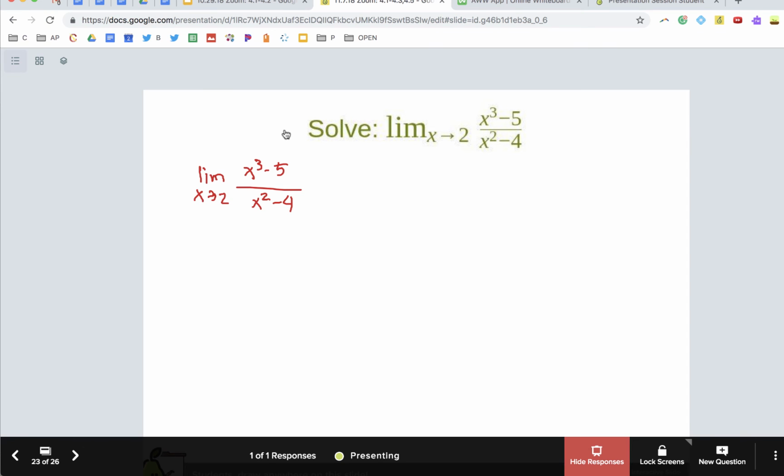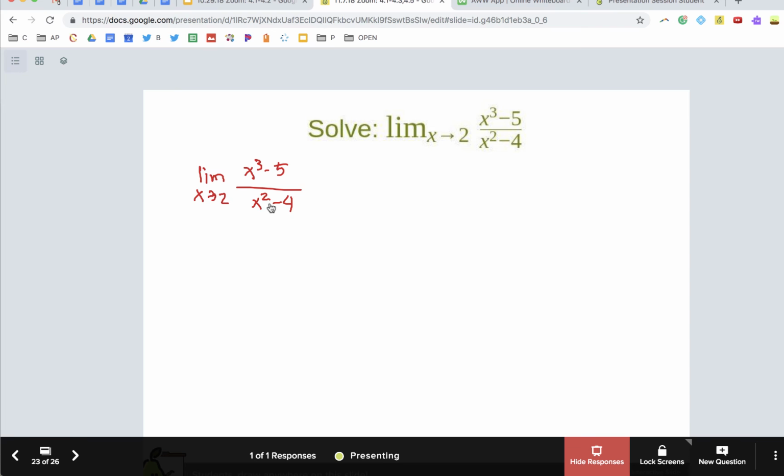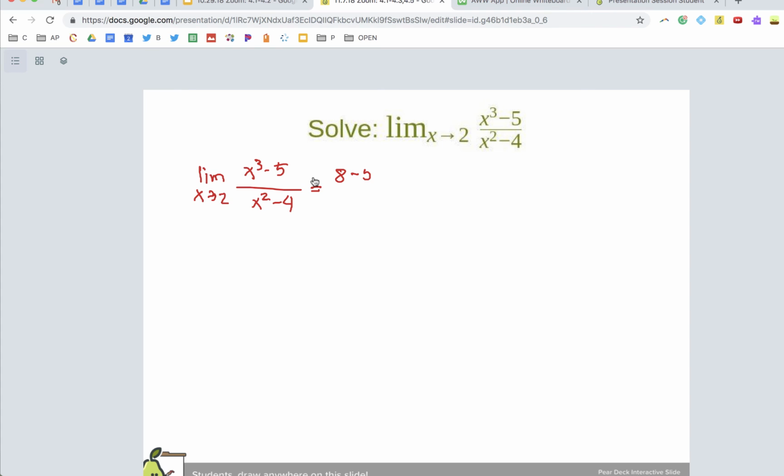Let's try this one. So this problem we really can't simplify. So this other problem we probably should have tried simplifying first because we would have gotten something easier. But this problem we really can't simplify. So let's hope that we can apply L'Hopital. 8 minus 5 over 4 minus 4. We can't, but we have a finite number over 0. So that's going to be does not exist.